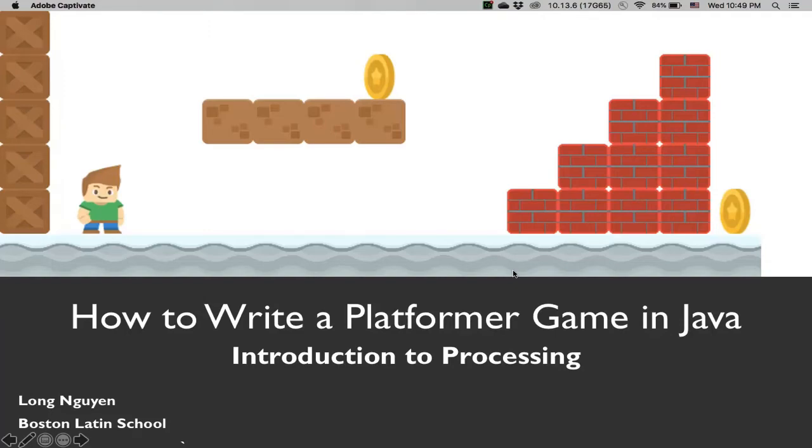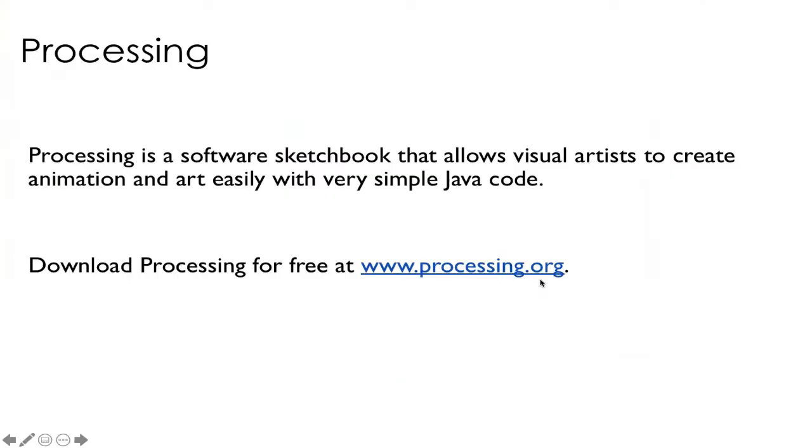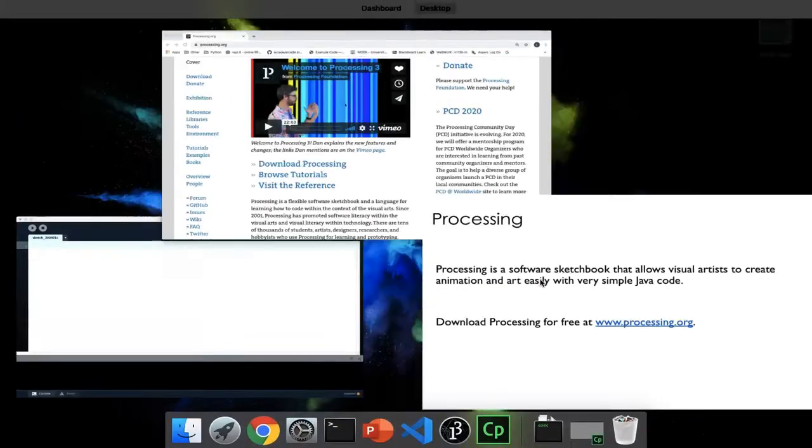In this video, we'll talk about Processing. So what is Processing? Processing is a software sketchbook that allows visual artists and programmers to create animation and art very easily with very simple Java code. You can download Processing for free at processing.org.